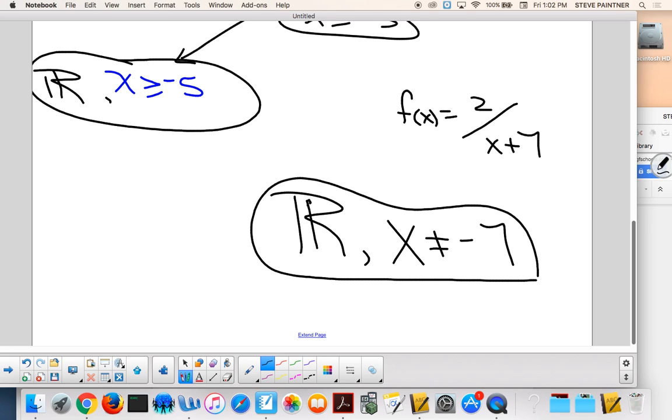Do you agree with that? I can put any number in. I can divide by any number except 0. What's the only time that's going to be 0? So in your mind, you could think of it like this. When is x plus 7 equal to 0? X plus 7 is 0 when x equals -7. So don't let it be -7. Yeah?